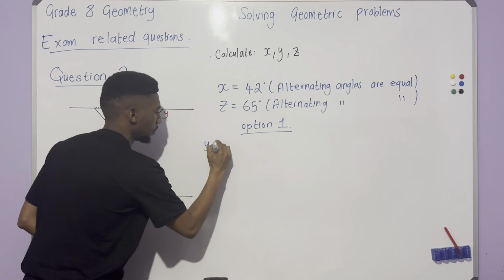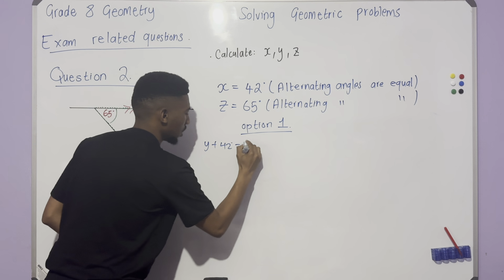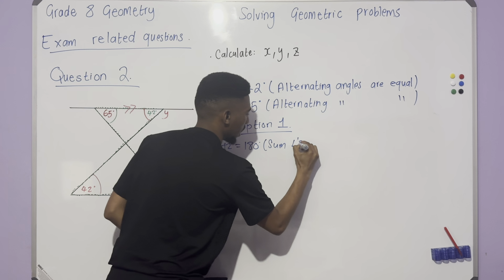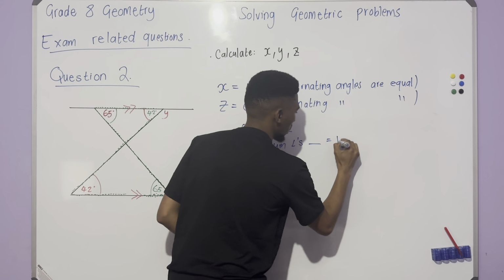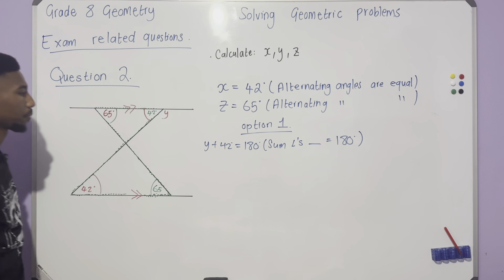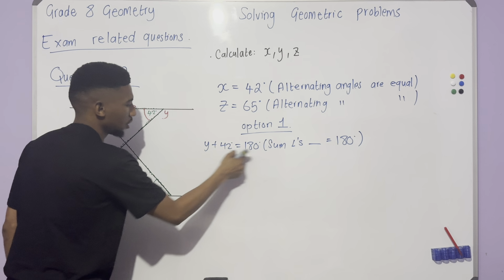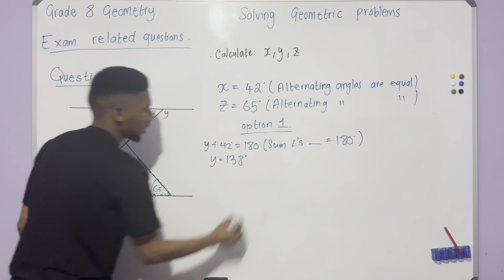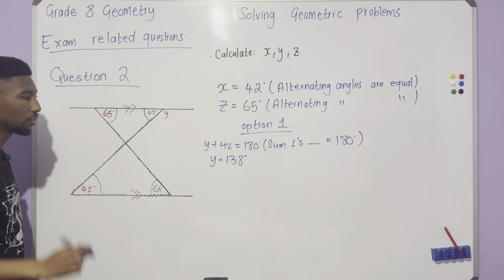is Y plus 42 degrees equals to 180, and you're going to say sum of angles on a straight line is equal to 180 degrees, and we're going to do the inverse of 42 on the other side. Y is equal to 138 degrees. Let's have a look at option 2.